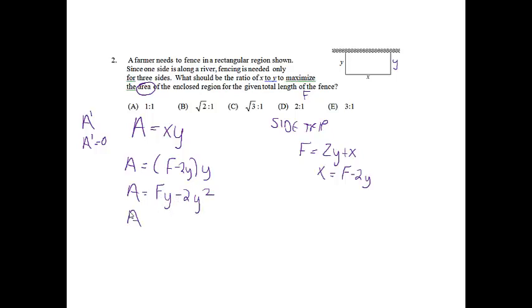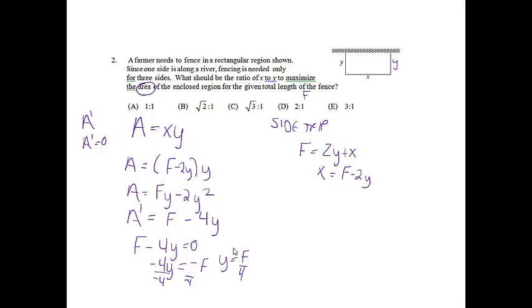And then once I get my formula, I'm going to take the derivative. The derivative of Fy will just be F, because F is just a constant like 100 or 200 or something like that. And then it will be minus 4y. And I know that to find a maximum, I'll take the derivative and set it equal to 0. So if I take that and set it equal to 0, I'll get negative 4y equals negative F. So if I divide both sides by negative 4, I'll get y equals F over 4.